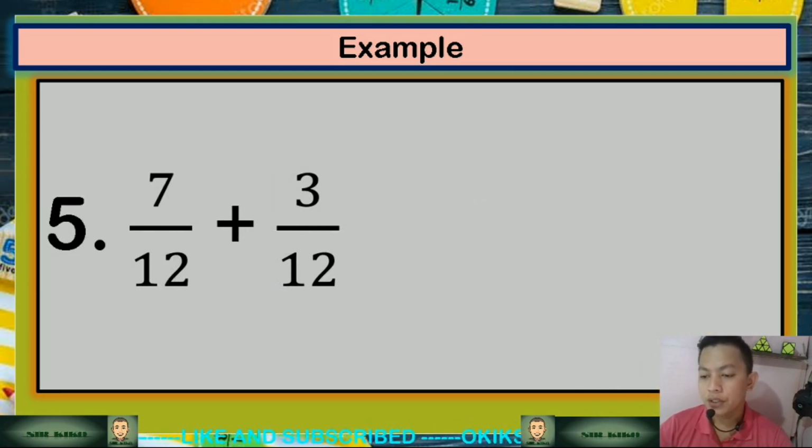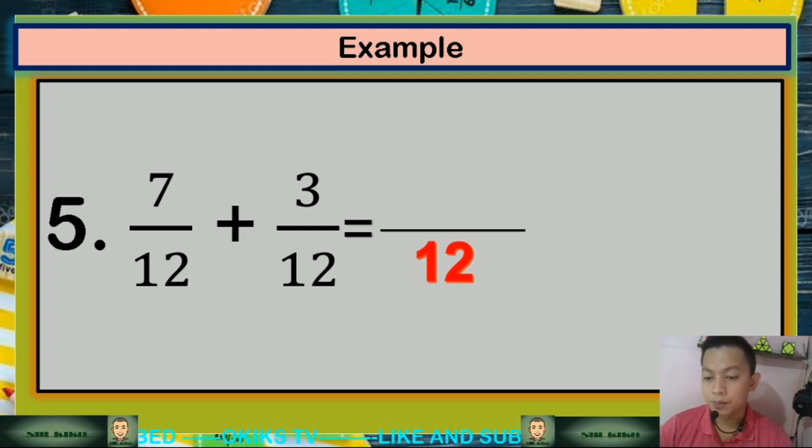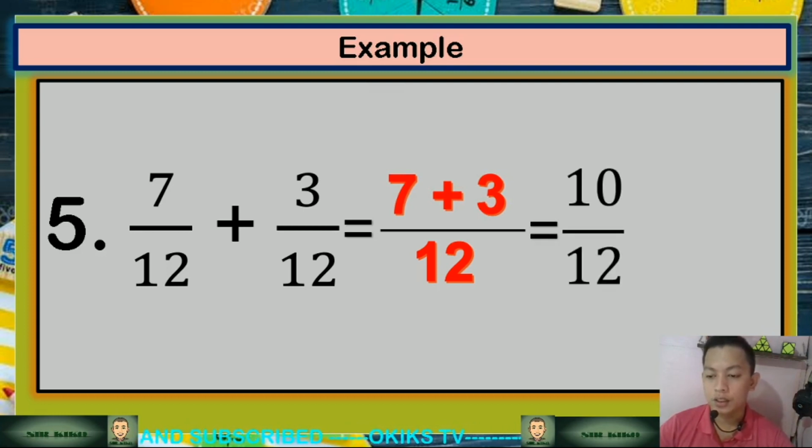So the next set of fractions is 7/12 plus 3/12. Again, the denominators of this set of fractions are the same. So we have 12, copy, and then add the numerators. 7 plus 3 is equal to 10. Now, let's simplify our answer.